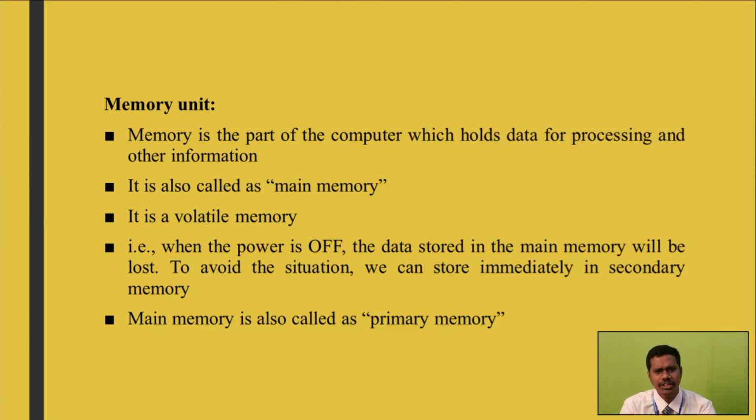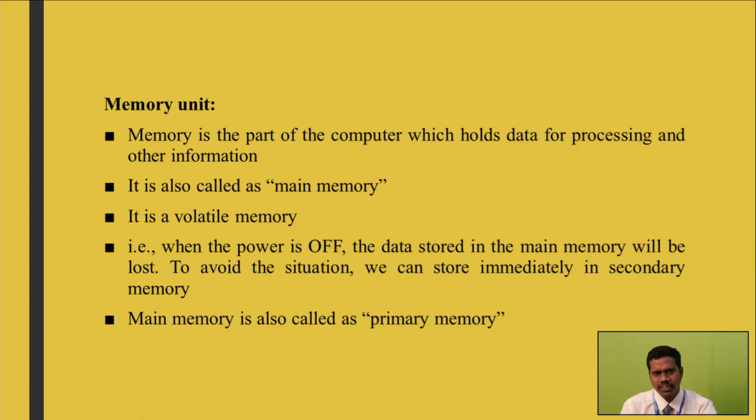Next one is the memory unit. In the memory unit, all the data given by the user will be stored. The memory unit is commonly separated into primary memory and secondary memory. Primary memory contains devices like RAM. Secondary memory contains devices like hard disk or pen drive. Primary memory stores data only when the power is on.